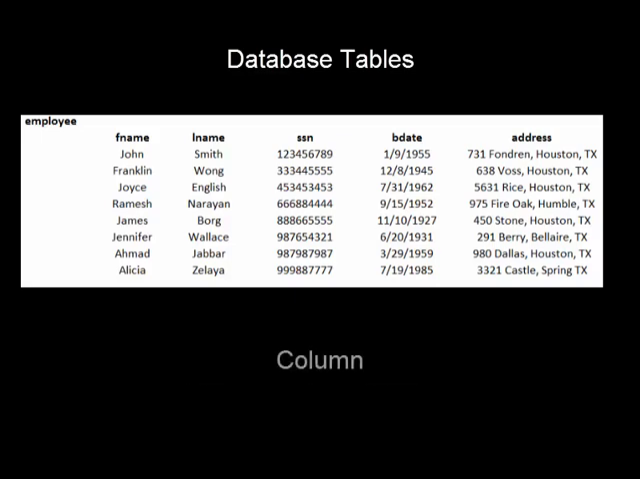Now let's talk about the columns. They contain data related to an entity, such as last name, social security number, phone number, things like that. These columns may also be referred to as an attribute. Both column and attribute are used quite often. Now let's talk about some of the properties associated with a table.